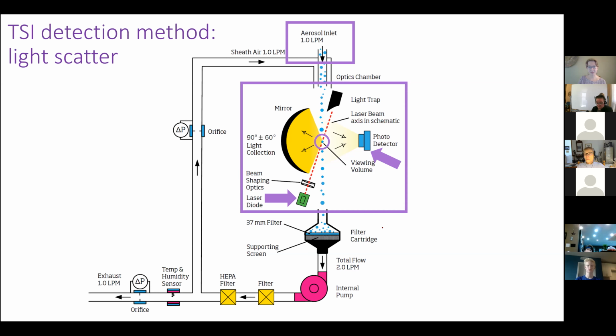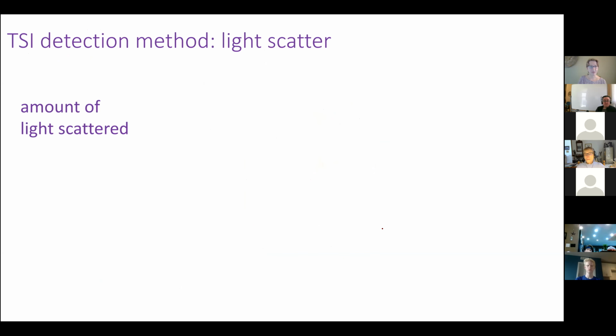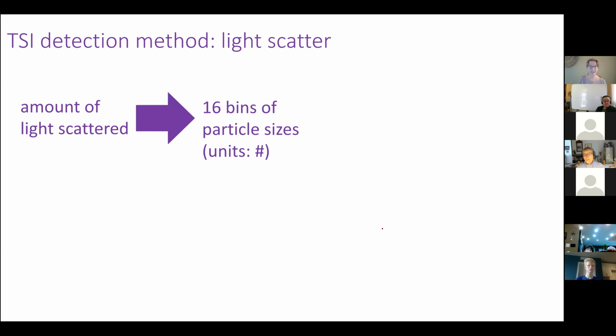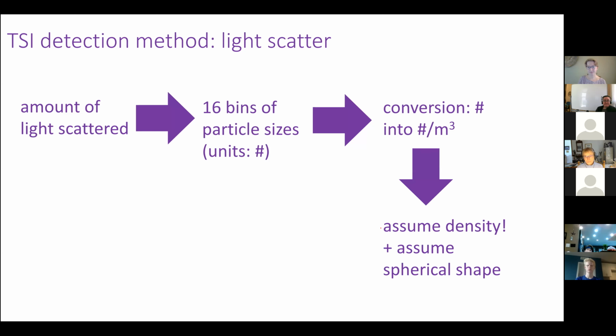Light is scattered from it, and then a photodetector will pick up the amount of light that is scattered off of this particle. From there, the amount of light scattered goes into 16 different bins of particle sizes, and from there, we return to our conversion for units, where we go from number into our number concentration. We assume a density in our spherical shape, and we ultimately end up in mass concentration.